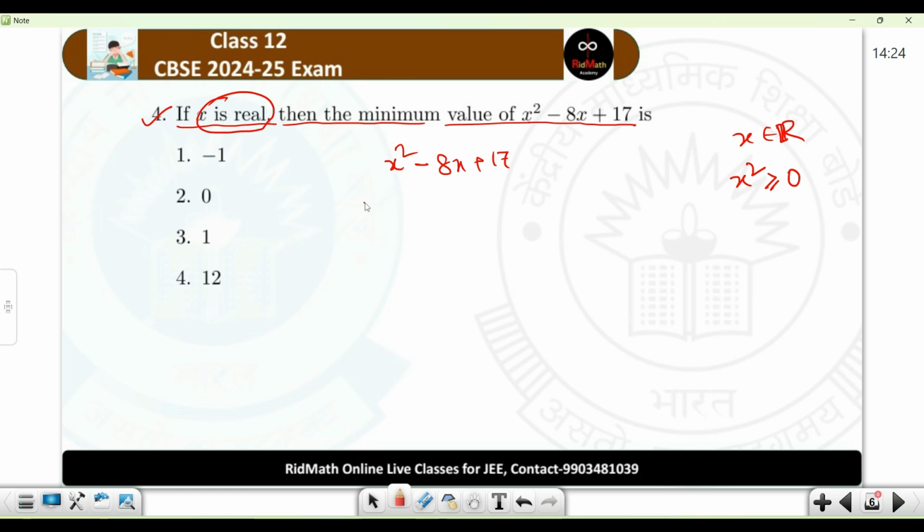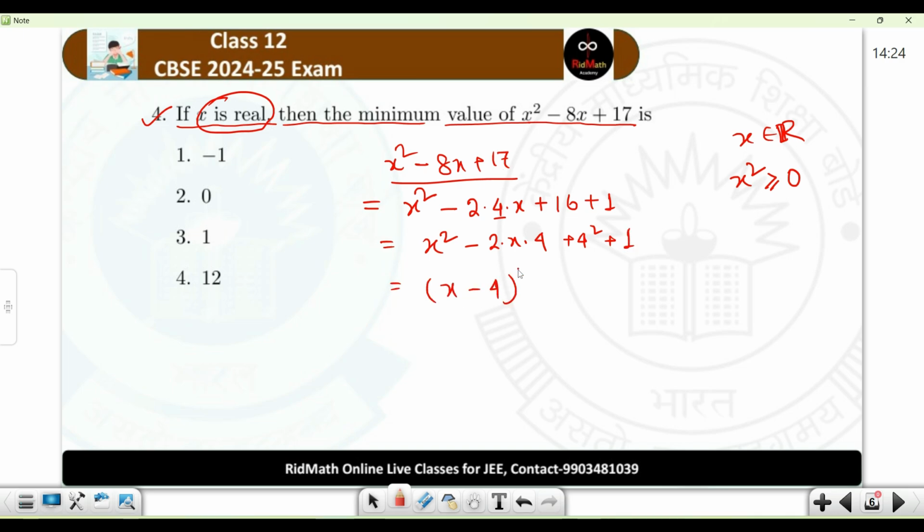So we will try to convert this expression into a square and after that something added. So this is x square minus 2 into 4 into x and this is 4, that means 4 square, that means 16, plus 1. So this is 17, and 16 plus 1 is 17. So what is this? x square minus 2 into x into 4 plus 4 square plus 1.